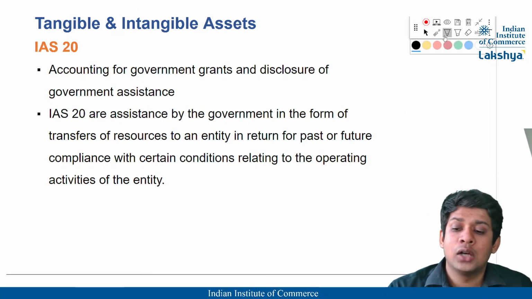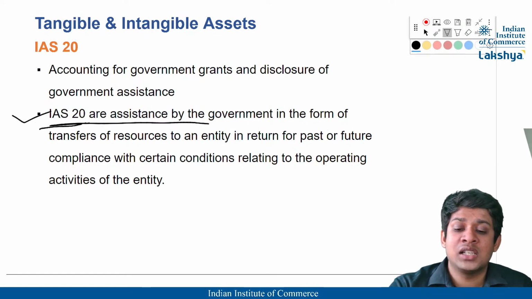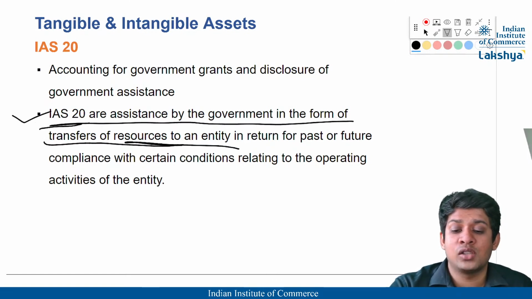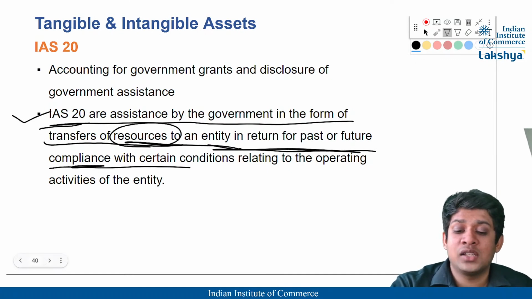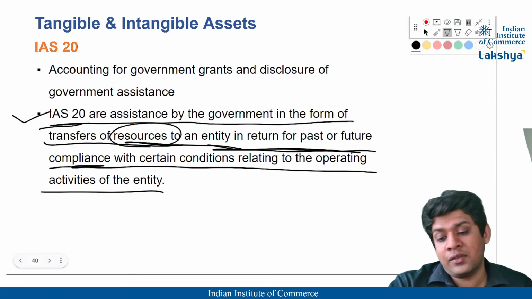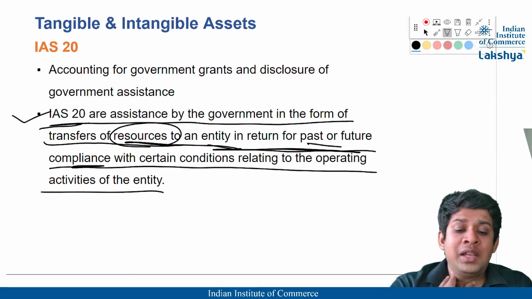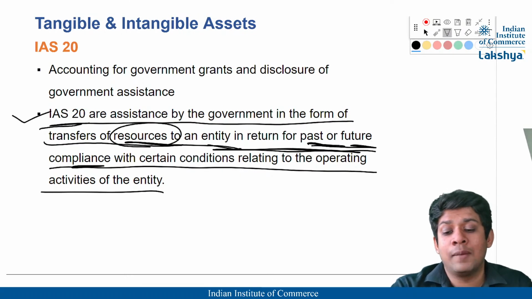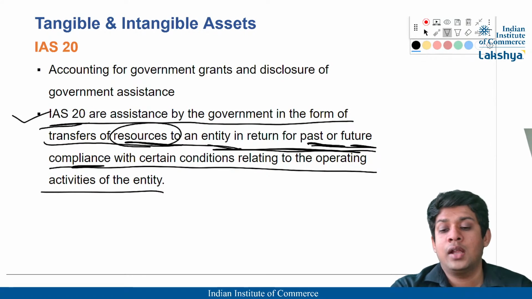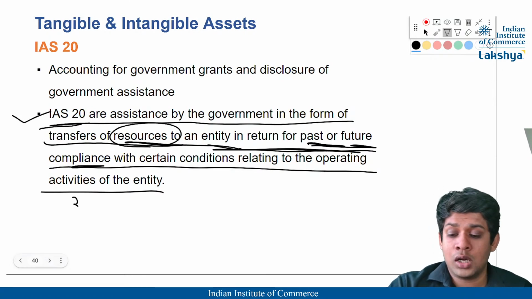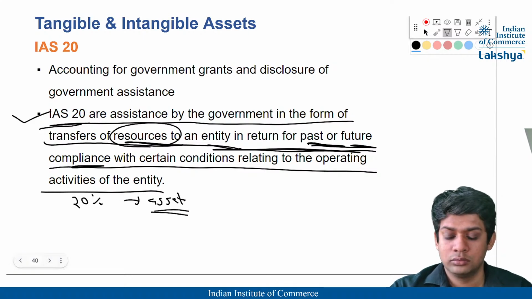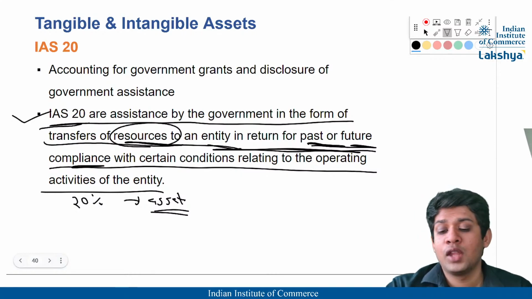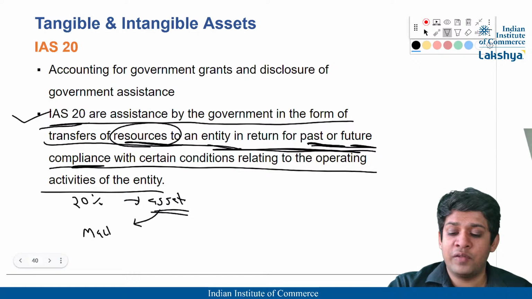Okay. Now, IAS 20 deals with assistance by the government in the form of transfer of economic resources. Assistance in the form of economic resources means nothing but government grants, right? Which is in return for past or future compliance with certain conditions relating to the operating activities of the company, right? So they are saying it could be in the past or because of future compliance with the conditions of the government, right? The government will say, I will provide you a grant of 20% if you purchase an asset which is environmental friendly. So I purchase the machinery which is environmental friendly.